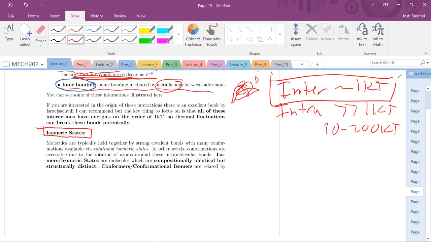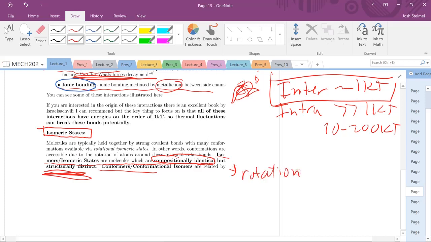An isomer is a molecule that is compositionally identical, same composition, but structurally distinct. Conformers are also compositionally identical, but they can be related by a rotation around the bonds. Bonds in polymers are very dynamic. They can rotate, they can vibrate, they can shift positions and change. And we'll see that rotation is much more likely.